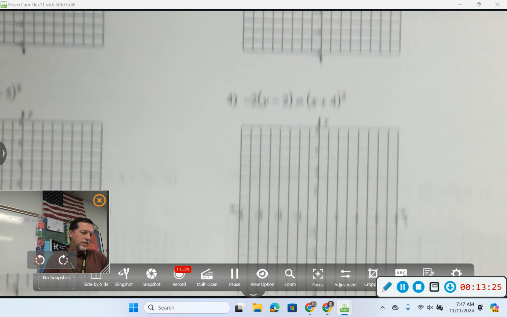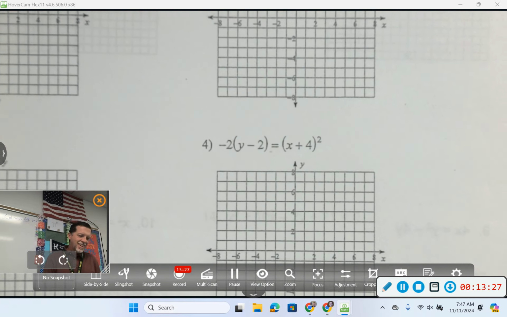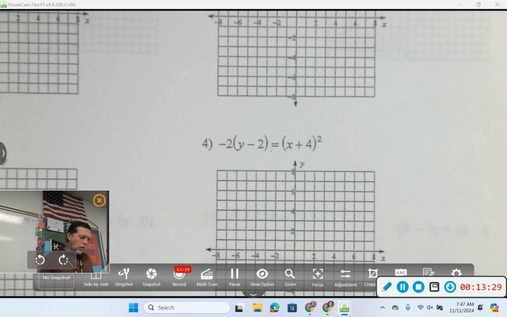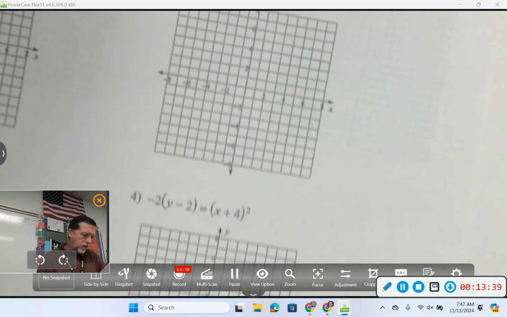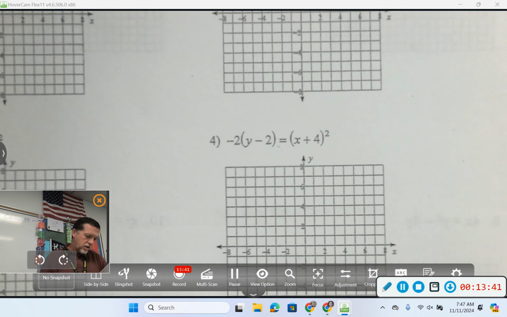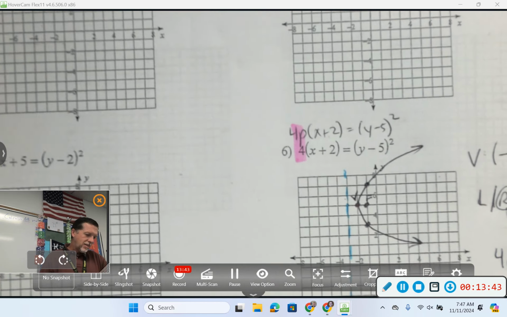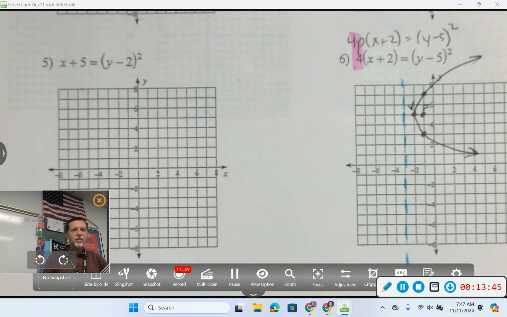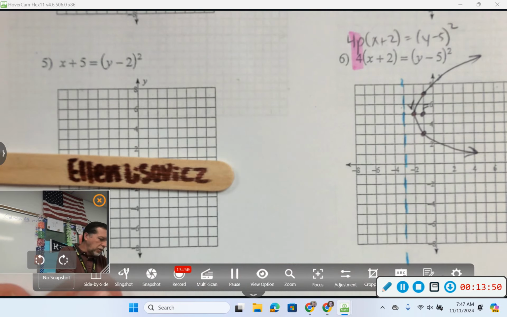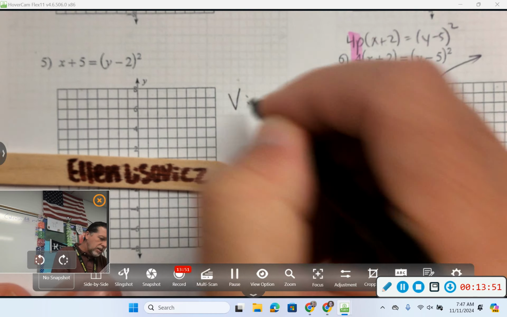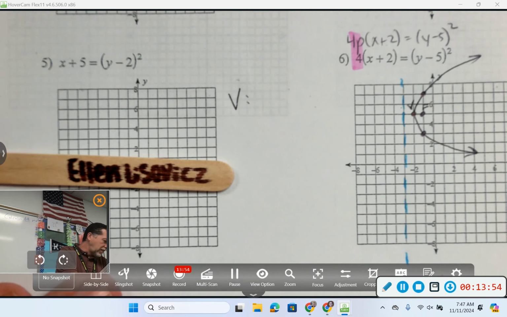How about 4? I say why you want to do 3 or 5. Because those have the y squared in them. So yeah, let's do 5. Mix it up here. So let's pick on some people here. So Ellen, what's the vertex of that thing?